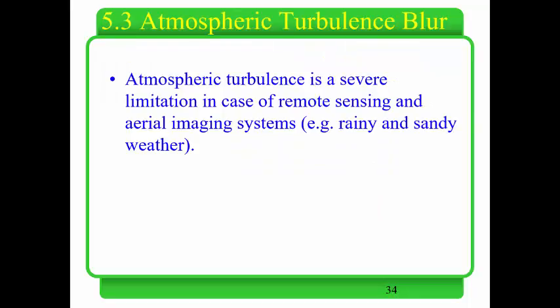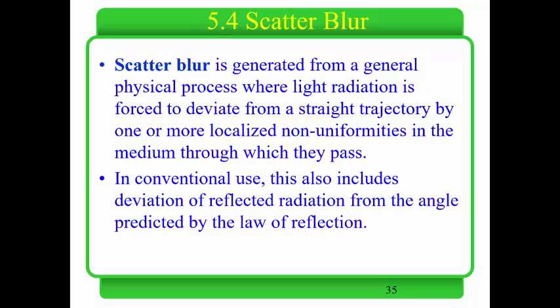Also, we have something which is called atmospheric turbulence blur, due to the weather condition. For example, if I have rains, if I have dust, and so on, this will add some blurring effect on the image that I want to capture. Okay? And we have something else here which is called scatter blur.